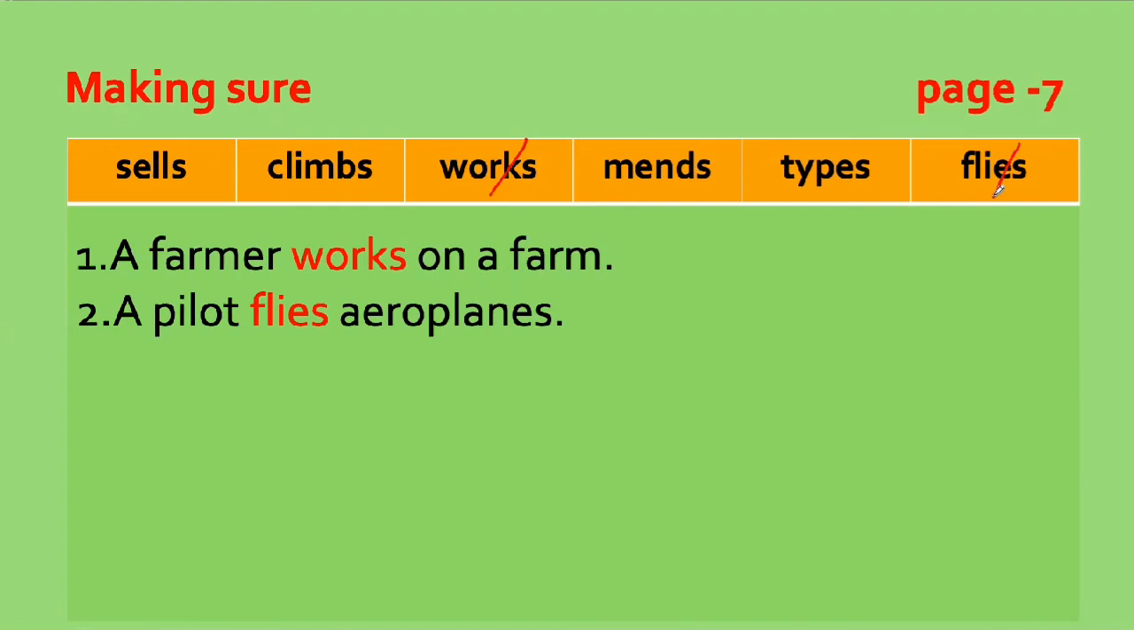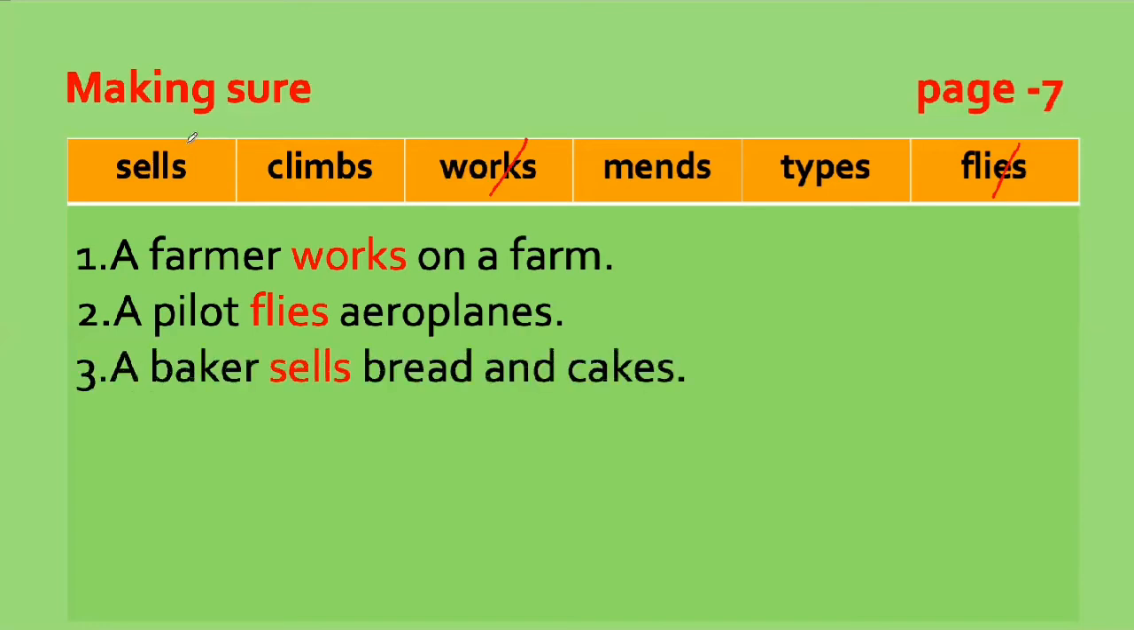A baker dash bread and cakes. What can a baker do? Climbs bread and cakes? No. Mends bread and cakes? No. Types bread and cakes? No. What can he do? A baker sells bread and cakes. So here the correct verb is sells. Let's just cut it. A baker sells bread and cakes.